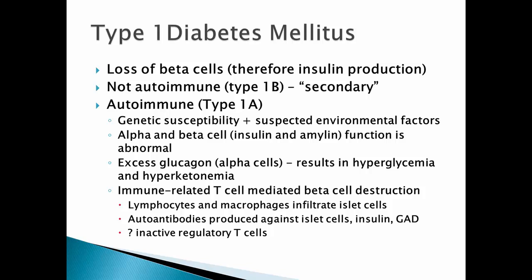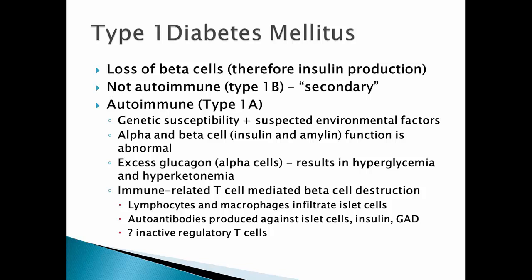So what happens in type 1 diabetes, and what is that? Well, we know that in type 1 diabetes, the characteristic of this pathology is the loss of beta cells and therefore the production of insulin. There are two forms. There's a non-autoimmune, or type 1B, as well as an autoimmune, which is type 1A. Type 1A is the most common, so that's the one we'll talk about.